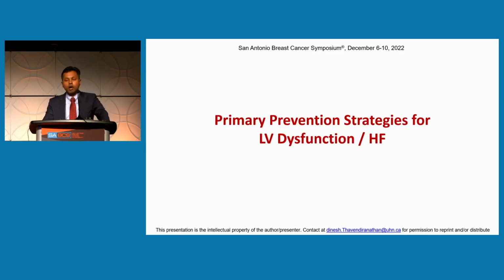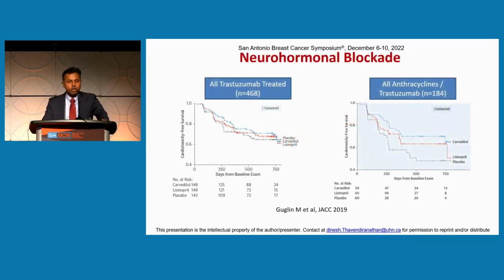So how do we prevent cardiovascular disease? The first is consideration of primary prevention strategies. As cardiologists, when patients see us for heart failure, the common class of drugs that are used to treat heart failure are neurohormonal blockade. So why not study this in the primary prevention setting? There's been a large number of studies that have looked at neurohormonal blockade for prevention of development of heart failure. I'm just highlighting one study here. This is perhaps the most recent study that's published. In patients who are receiving trastuzumab, neurohormonal blockade, carvedilol and lisinopril did not decrease the risk of cardiotoxicity.